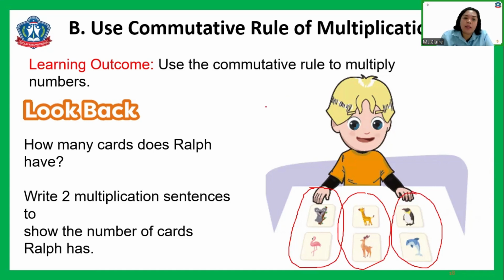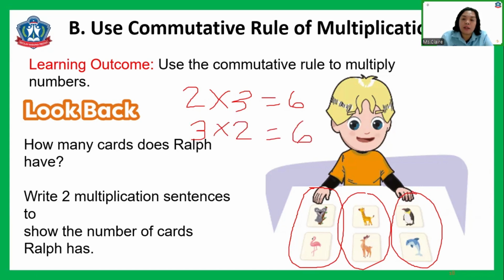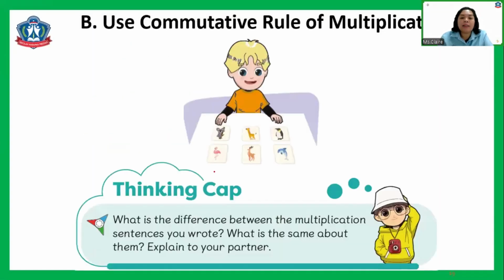So we can have 2 multiplication sentences by using this one: 2 times 3, which is equal to 6, and it is the same as when we say 3 times 2 is equal to 6. Alright, P3. So there are 2 ways to write the multiplication sentences. All right, let's continue. What is the difference between the multiplication sentences we use? Okay, if you know this answer, we can share that during our class.